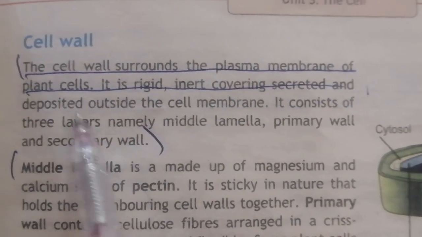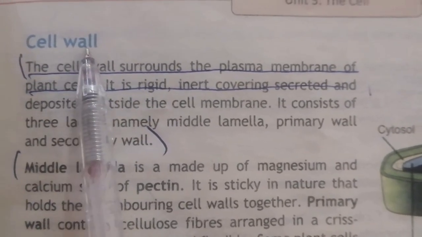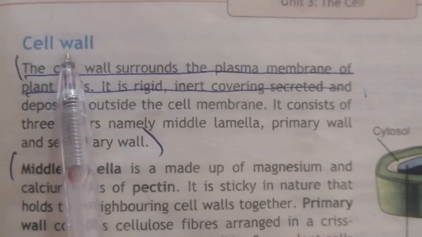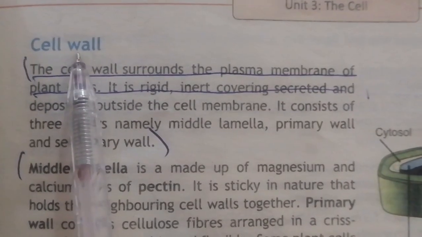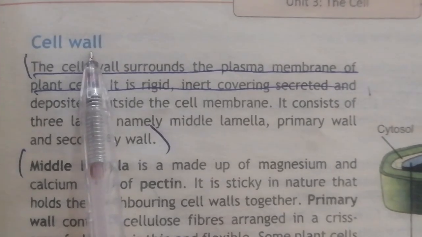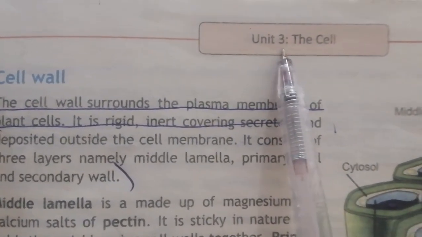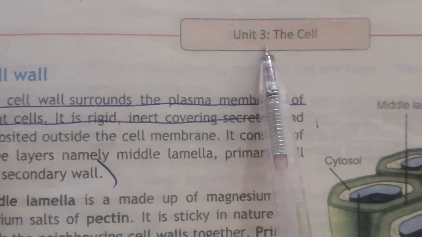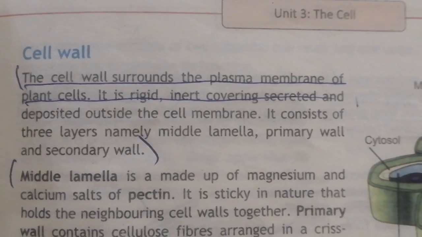Today the topic which we are going to discuss is related to the plant cell wall, that is the outer covering of plant which is called cell wall, यानी सेल की बैरूनी दीवार. This topic is given or mentioned in unit number 3, the cell, on page number 33 of your biology textbook.